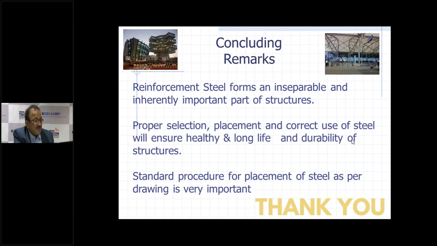Then what is the standard deviation and coefficient of variation for various grades of the steel? Mr. Khan Sher has asked that. Sher Khan, you have to talk to the manufacturers. They will provide you these figures. I am not having those figures right away with me now. Okay.